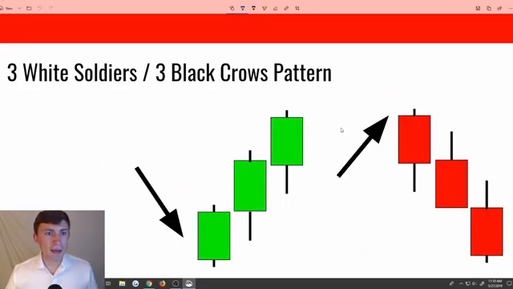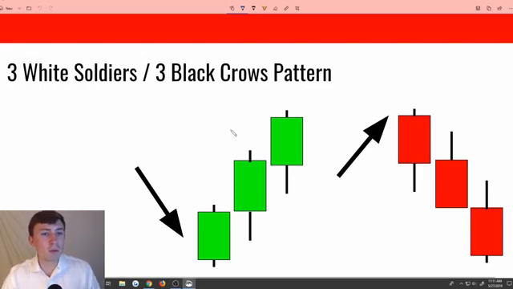So the next candlestick pattern is going to be the three white soldiers or three black crows pattern. Now this one is very, very interesting because it's a reversal pattern, but it's going to be a little bit later to the party, kind of waiting for a little bit more confirmation than maybe some of the other candlestick patterns.